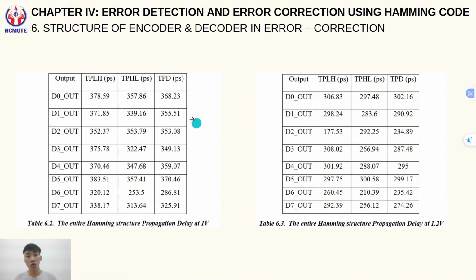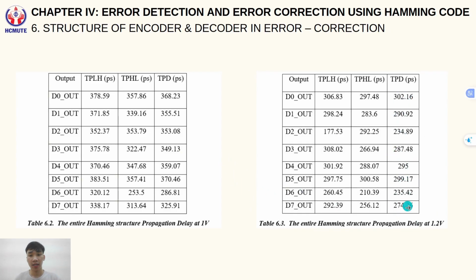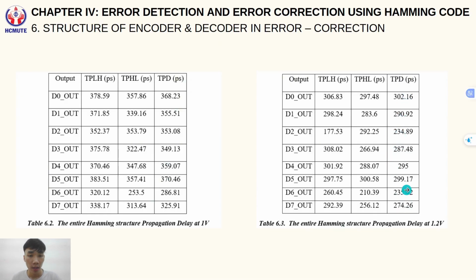And here is the delay measurement at 1 and 1.2 volt. When VDD increased, the average propagation delay significantly decreased from around 316 picosecond to approximately 290 picosecond. With an average TPD of approximately 300 picosecond, the Hamming circuits demonstrate high-speed operation suitable for reliable data transmission systems. And the power consumption analysis.